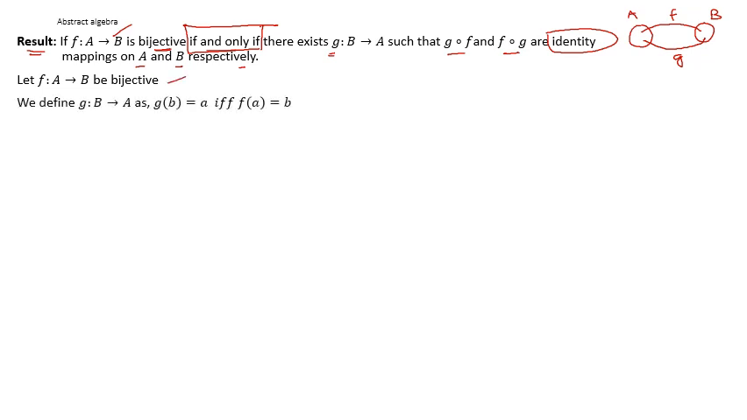Now we define a mapping g from B to A as g of b equal to a if and only if f of a equal to b. অর্থাৎ এইখানে যদি একটা a এলিমেন্ট থাকে, এখানে যদি একটা b এলিমেন্ট থাকে এবং f of a যদি b হয়, then we define g of b as a. অর্থাৎ b যদি a এর একটা ইমেজ হয় আন্ডার f, b is image of a under f, তাহলে a is the pre-image of b under g। এইভাবে আমরা ম্যাপিংটা ডিফাইন করছি। We define the mapping g from B to A as g of b equal to a if and only if f of a equal to b.